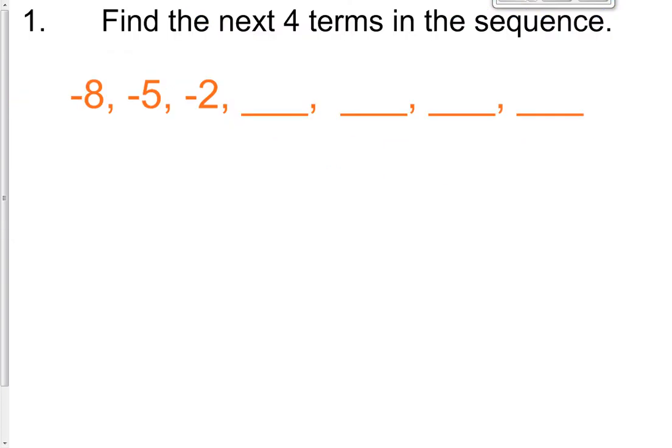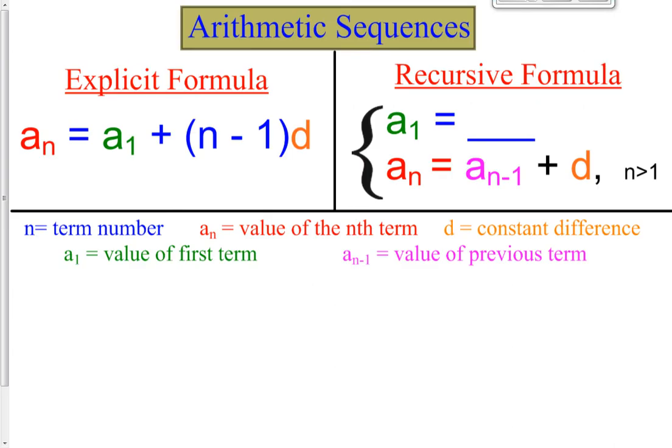Some of our Excel math questions are quite this basic and this easy. Find the next 4 terms in the sequence. Well, we've got to find the common difference. What do you add to get from one term to the next, to the next, to the next? You add 3. So then we have a positive 1, positive 4, positive 7, positive 10. That's that basic. All you've got to do is add the common difference, which in this case is 3.